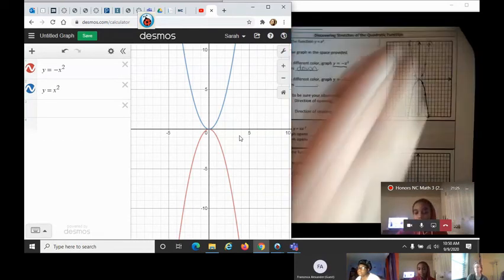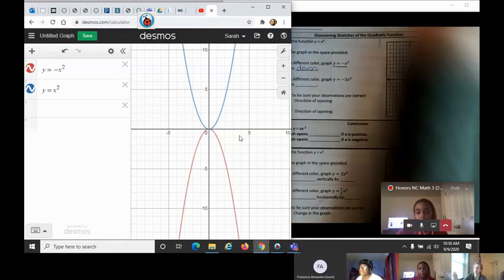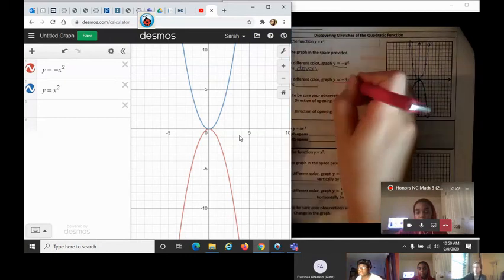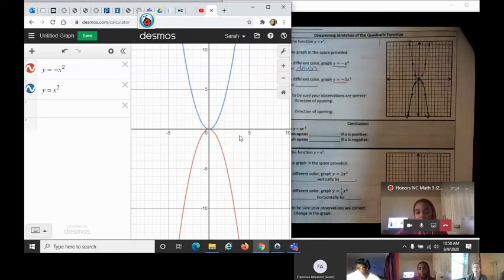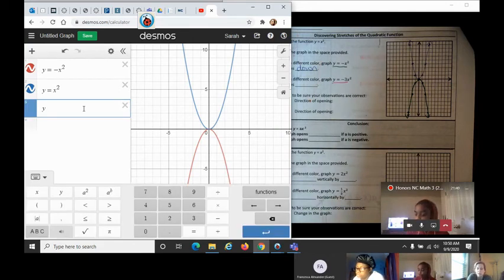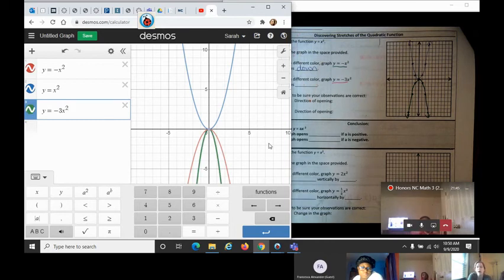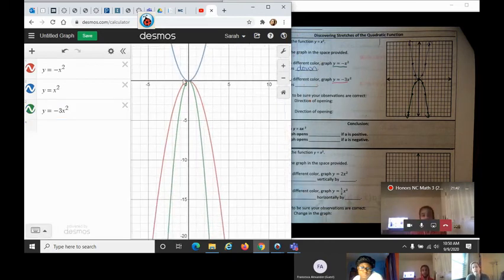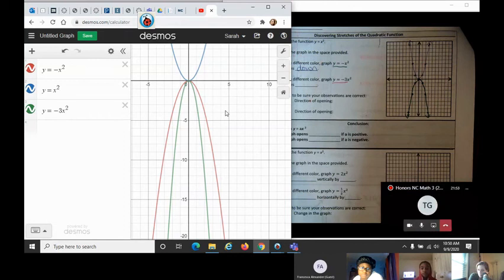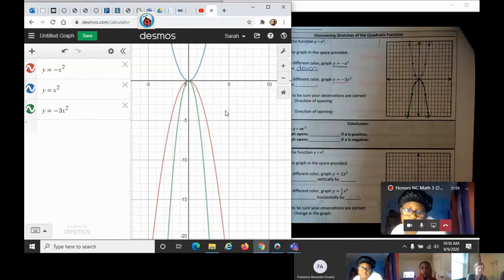All right, and then it says in a different color, graph y equals negative 3x squared. For this one, it's going to want to know if it opens up or down, but we should try to see what that 3 does as well. So how does the green graph on Desmos compare to the red and the blue? It got smaller. Yeah, it got skinnier.